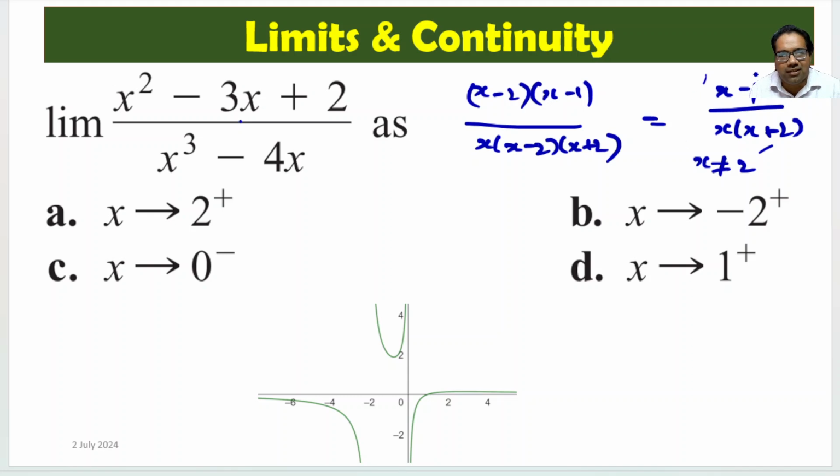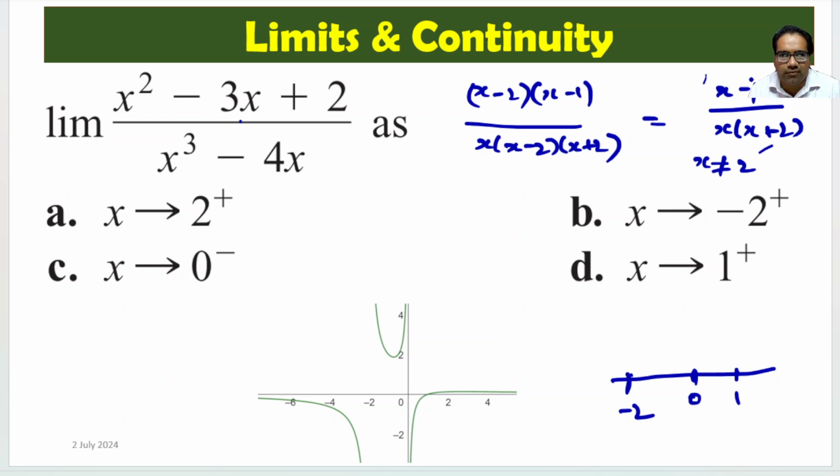Okay, so now let's take care of this function. We have (x − 1)/(x(x + 2)). If we take the number line, we have x = 1, x = 0, and x = −2. So this is 0, this is 1, and somewhere this is −2. Now we have these three important points, 0, 1 and −2, right?